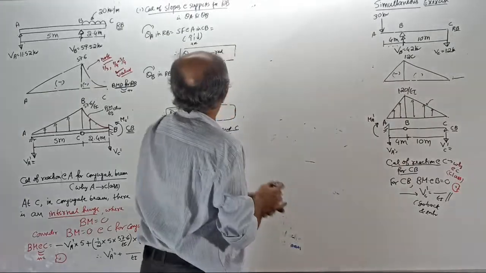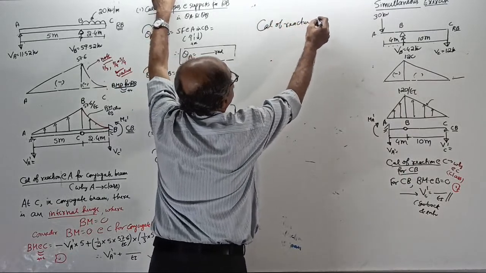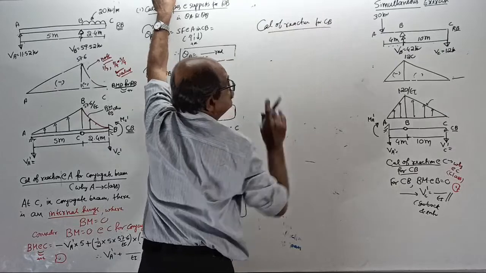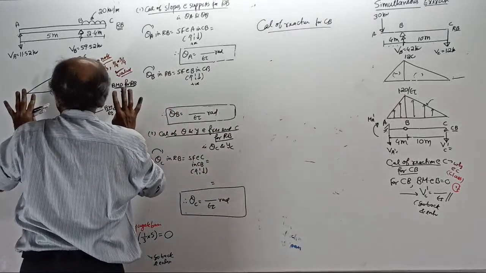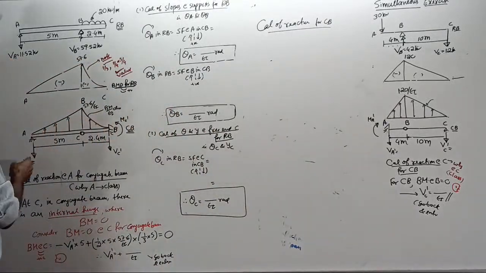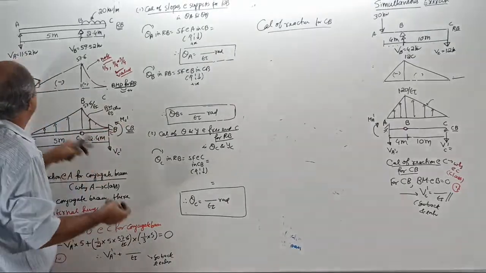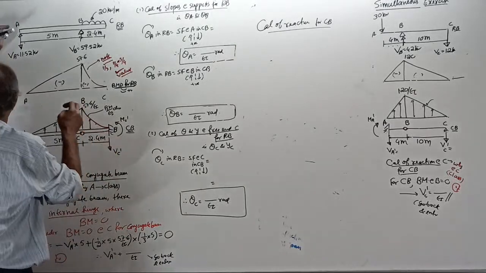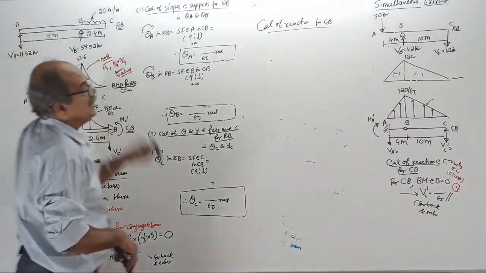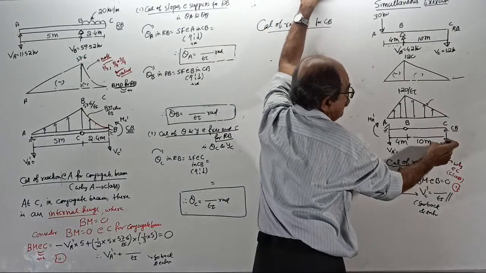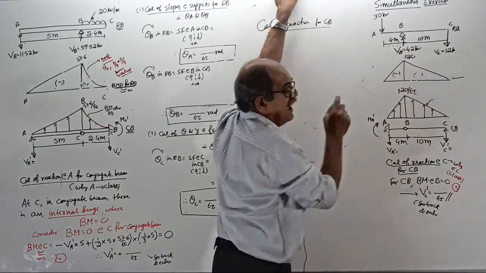Now, the next step is very important: calculation of reactions for the conjugate beam. Be very careful and write correctly what I tell you now. This is a simple support, so just a vertical reaction. This is a fixed end, so a vertical reaction and a reacting moment. Simple support, only vertical reaction; fixed end, vertical reaction and reacting moment.